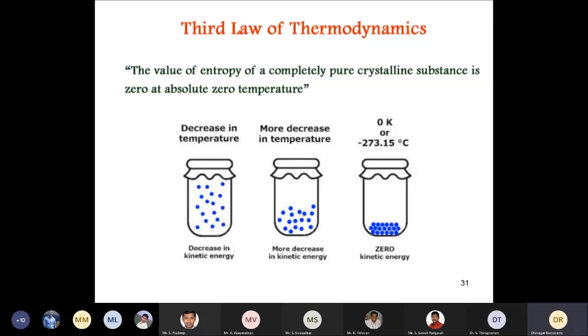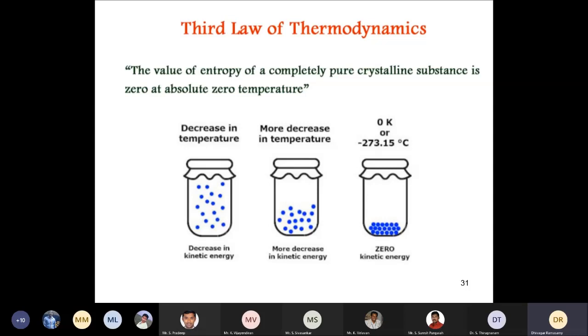Can we achieve 0 Kelvin temperature? We cannot achieve it. We can see components at 15 degrees Celsius or minus 20 degrees Celsius, but we cannot make the temperature of a component minus 273.15 degrees Celsius.